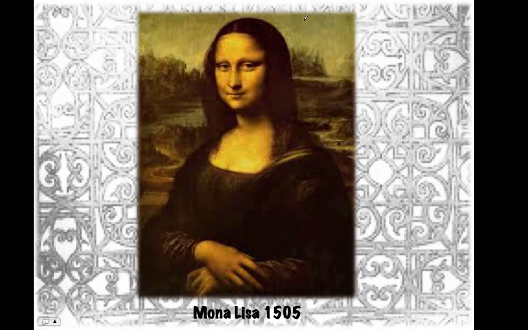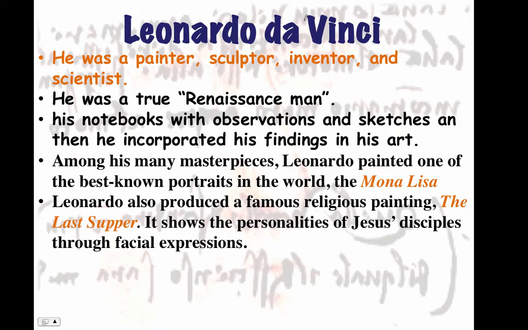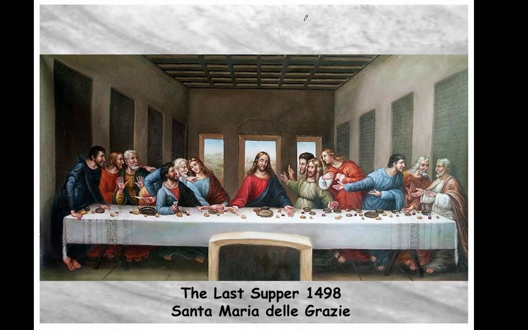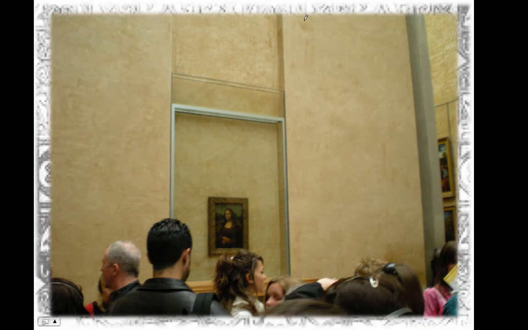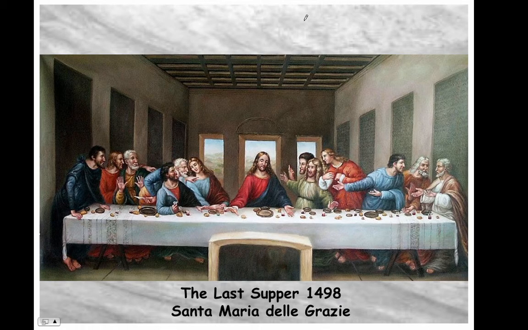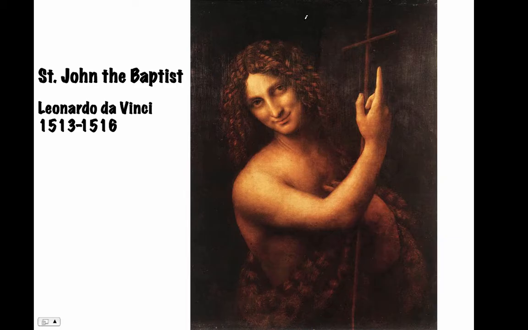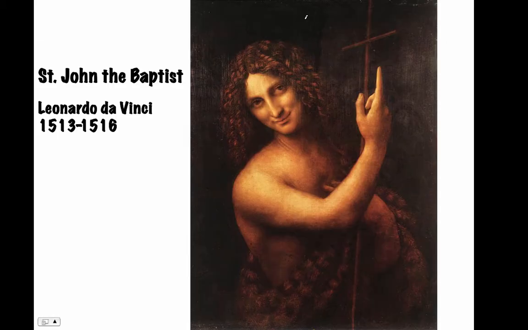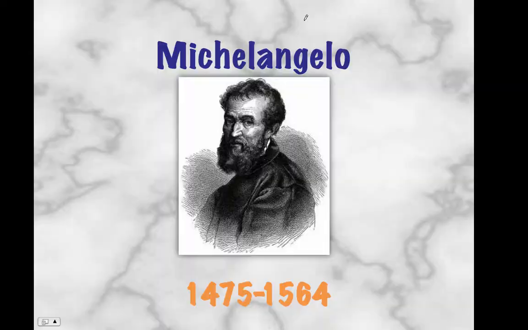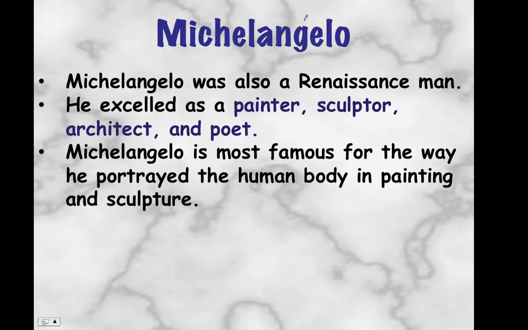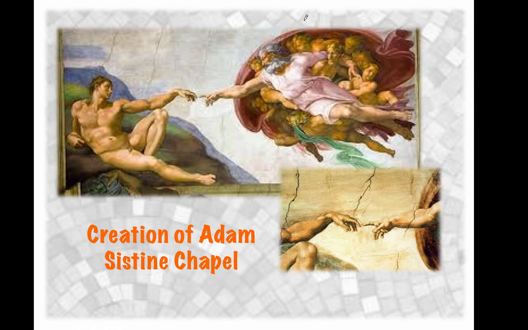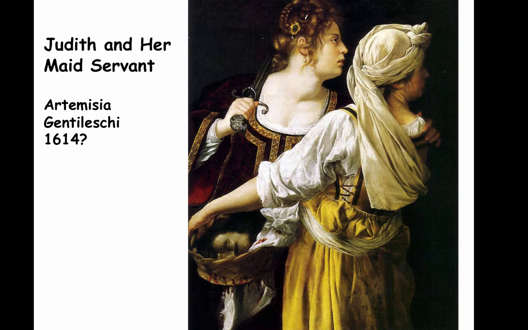What they will remark about the Last Supper right here is that the Mona Lisa is still in France. Notice how it's protected. The faces of this painting are designed to show the emotions and the characteristics of the disciples. Here's another Leonardo da Vinci. A couple more Michelangelos: painter, sculptor, architect, and poet. There's the Sistine Chapel. I love this one.